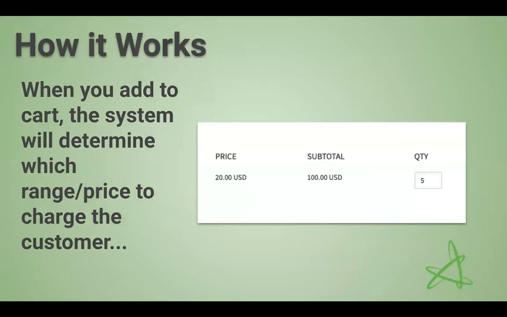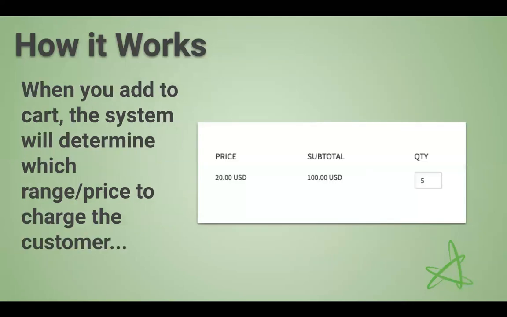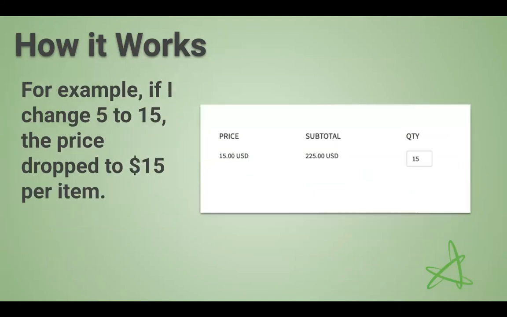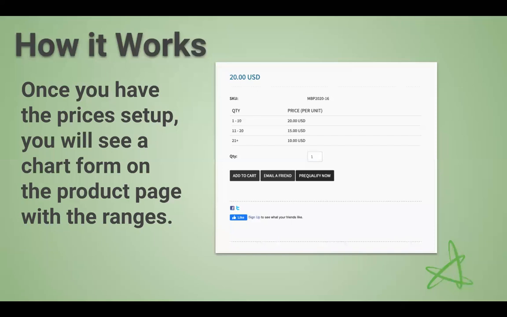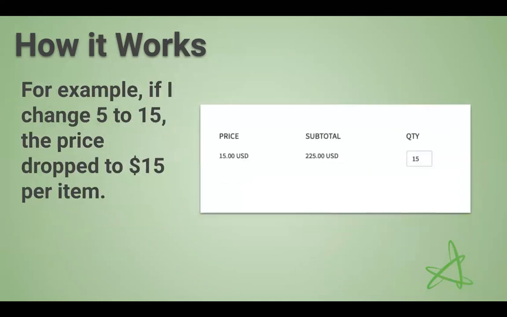So as you see on this next screen, I added 5 items to my cart, which fell within that first bucket of 1 to 10. So it's charging me $20 per quantity. And if I change that 5 to 15, on this screen here, you'll notice now it lowered my price to 15 per, because now I'm falling within that second bucket. But because I'm still not logged in as a customer at this point, back over on this screen, it's still using the retail price of 15.